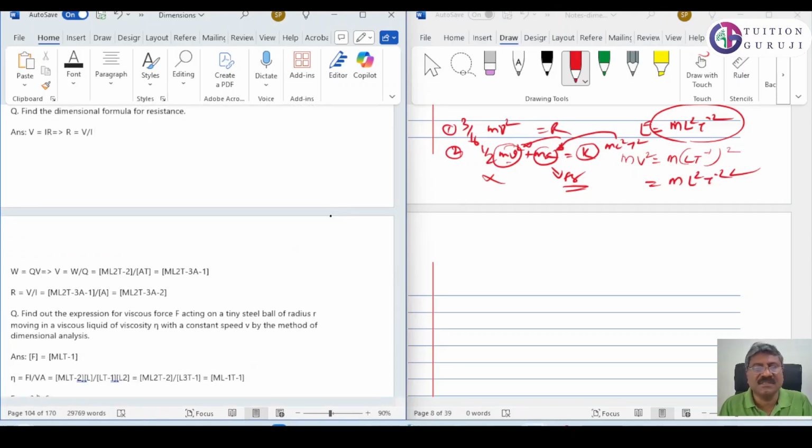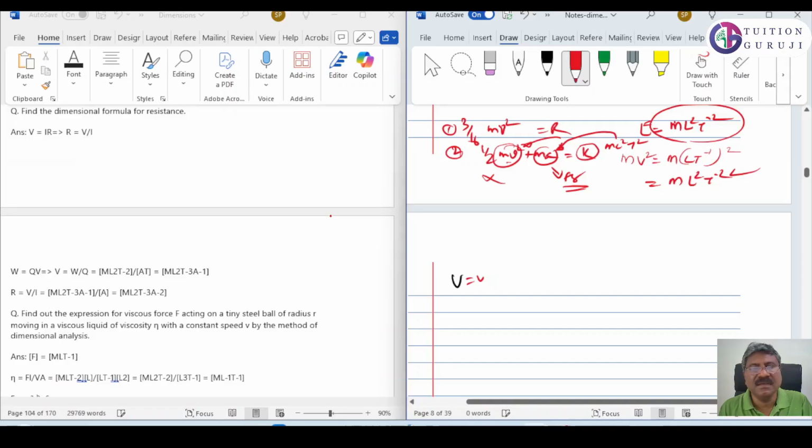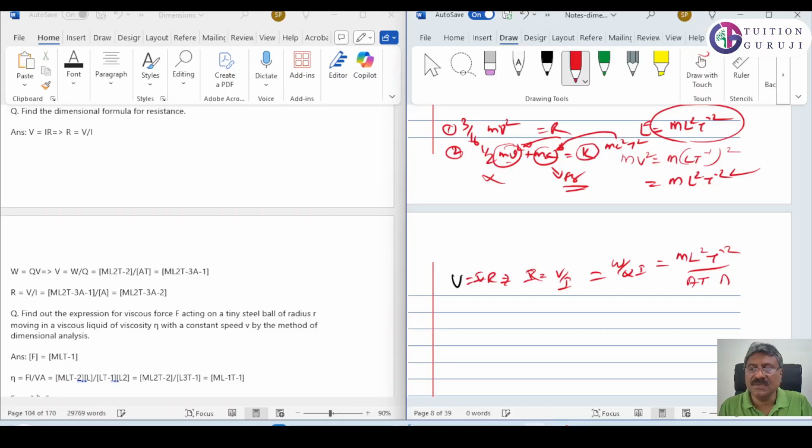Find the dimension formula of resistance. So resistance: V is equal to IR. We know V is equal to IR, therefore R is equal to V by I. So V is nothing but W by Q into I, which is equal to work, m L square T raised to minus 2, divided by Q, which is A into T, into A. So it is M L square T raised to minus 3 A raised to minus 2.